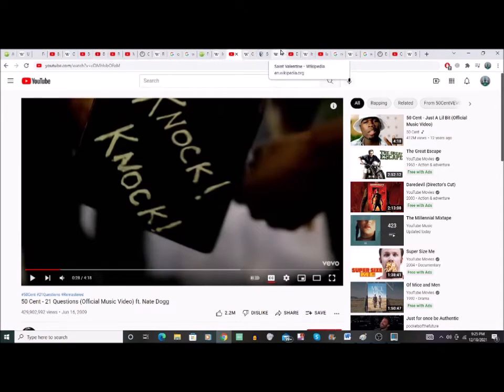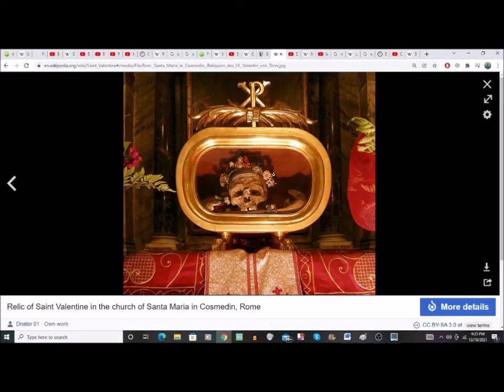I wanted to show you this St. Valentine's thing. I don't know if I referenced this last time, but this is the relic of St. Valentine, so presumably it's his skull. And, of course, the 322 worships the skull and bones.